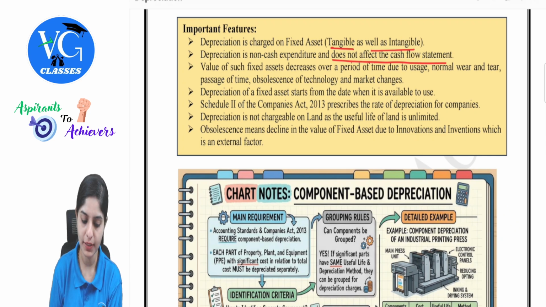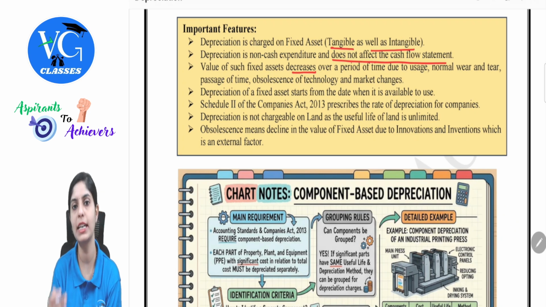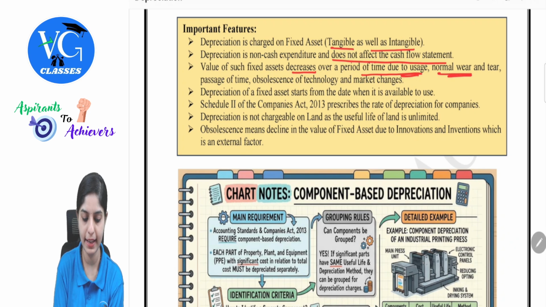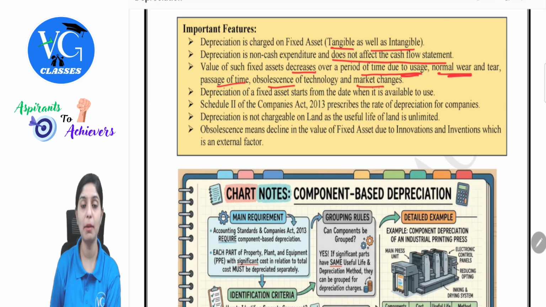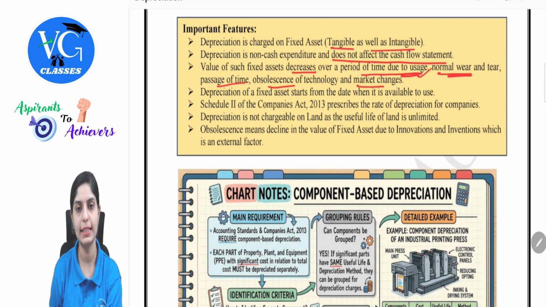Next, the value of such fixed assets decreases over a period of time. Definitely, depreciation is nothing but reduction in the value of assets. What are the factors which result in the depletion of the value of assets? It could be due to usage, normal wear and tear, passage of time, obsolescence of technology, and market changes. First, due to usage, you literally use the asset.